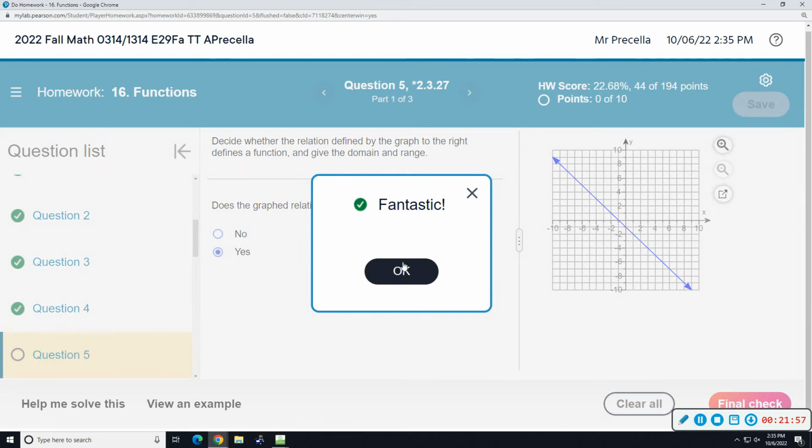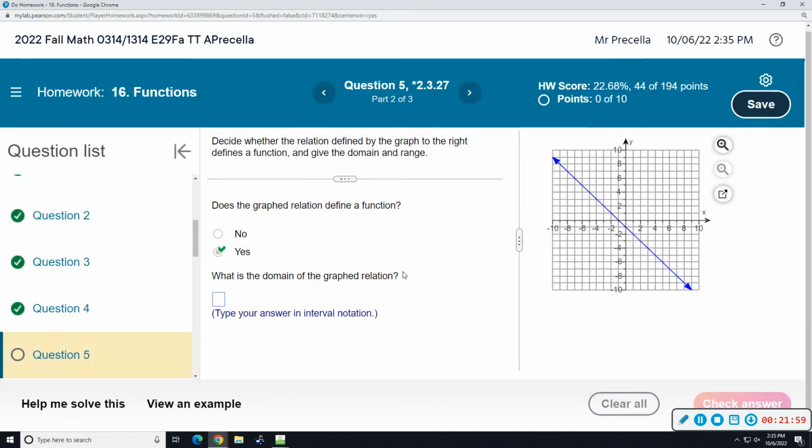But this one has an extra step to it, or 2 more parts. It says, what is the domain of the graphed relation? Do we have to do every single point that they cross? The domain, those are the x values.